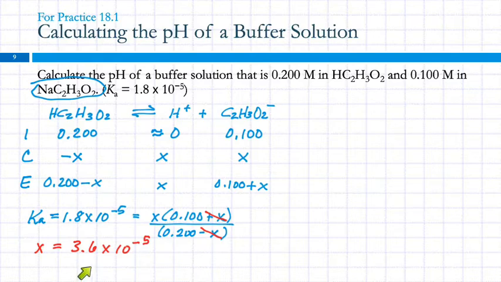To see if that's valid or not, I need to compare it to the numbers it was added or subtracted to. I want to look for the worst case, and so I'm going to compare it to the smallest one here, the 0.1. So if I divide that by 0.1 and multiply by 100, I get 0.036%. X is small. So the X is small approximation is fine.